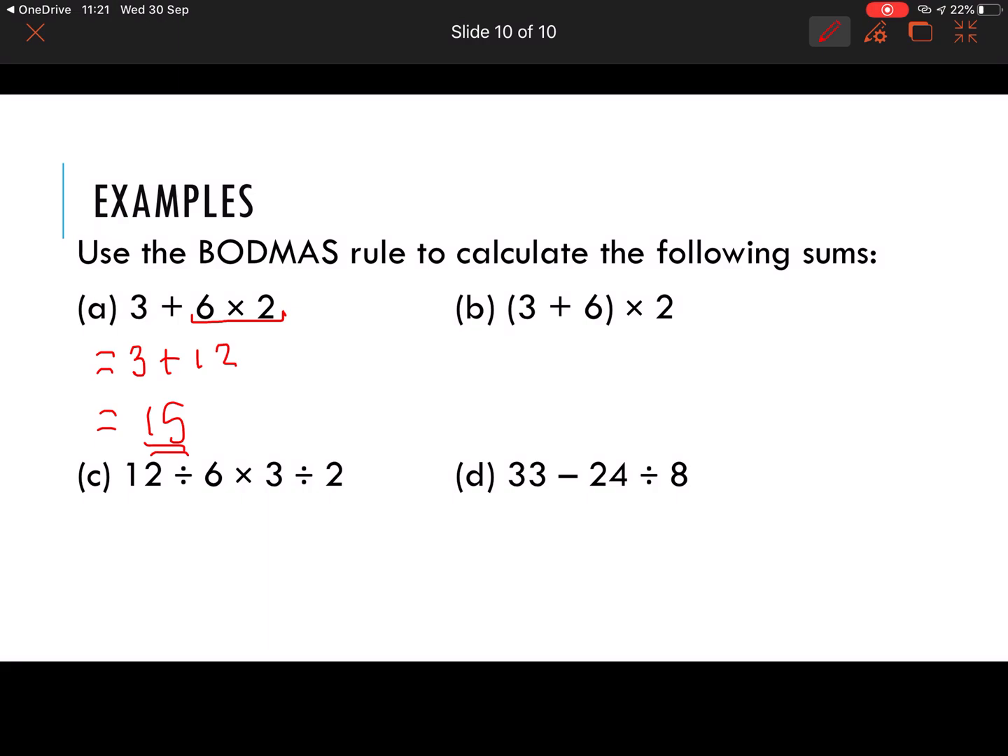In part B, do we have anything in brackets? Yes. We've got this, so that needs to be done first. 3 plus 6 is 9. We've still got times 2 at the end, which is 18.